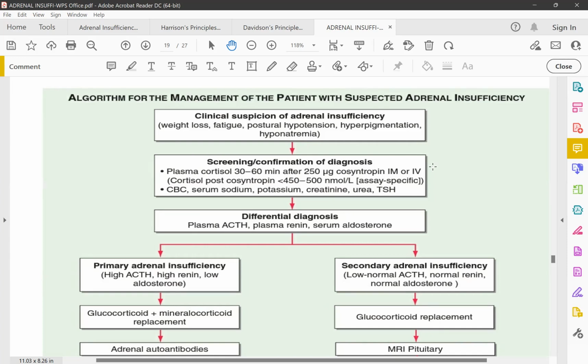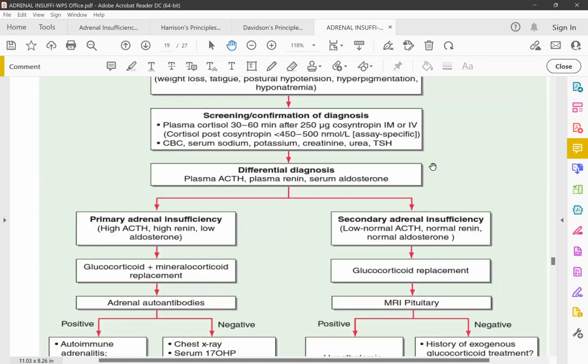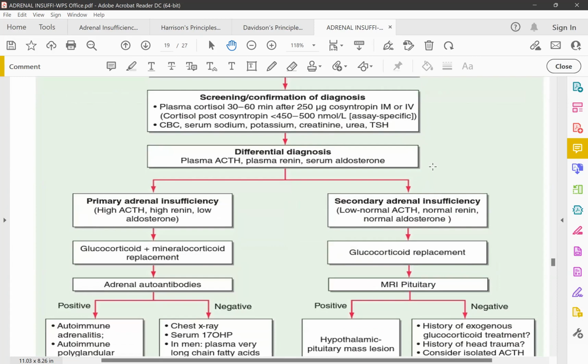Then how do you differentiate primary adrenal disorder from secondary pituitary disorder? Primary disorder means both mineralocorticoid and glucocorticoid are affected. That is why we will have reflex feedback stimulation of ACTH. ACTH will be very high, renin will be higher, and there will be low aldosterone. Higher renin is due to feedback stimulation of the renin axis by the mineralocorticoid deficiency, and high ACTH is due to feedback stimulation by low cortisol. High ACTH, higher renin, low aldosterone, with the above features is primary adrenal insufficiency.